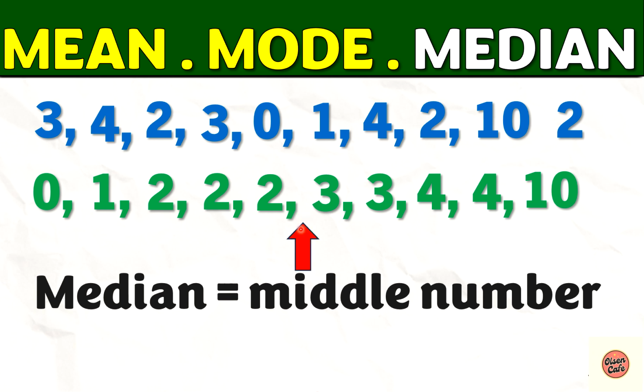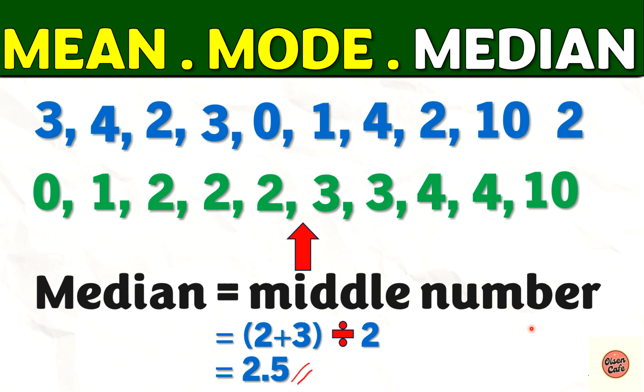Where the arrow is, on the left of the arrow there are 5 numbers, and there are also 5 numbers on the right of the arrow. So I know the median is somewhere over here. But what is this number? What we need to do is find the average of these two numbers. So I take 2 plus 3, and then divide by 2. With this, I get the value which is equal to 2.5. So this is how you find the median.